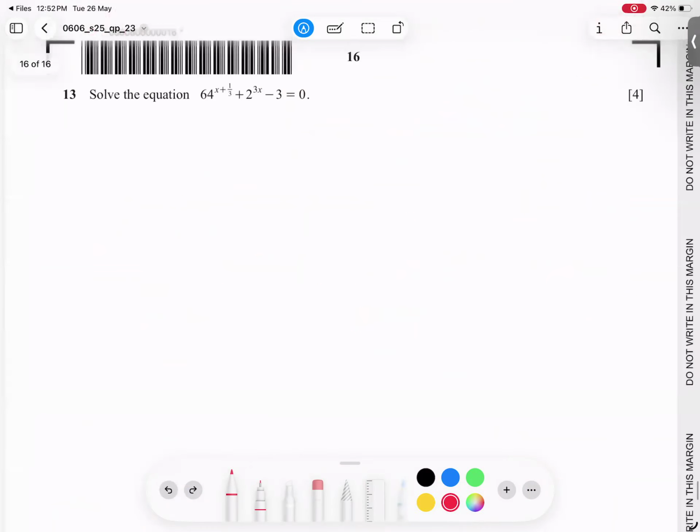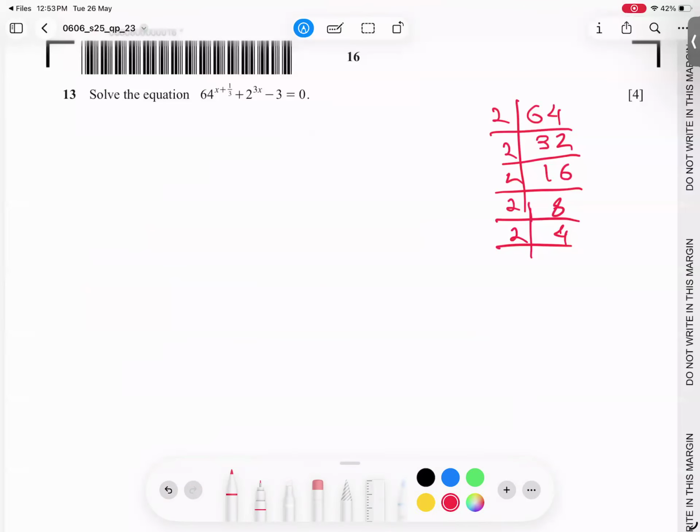Question number 13 now. Question number 13, students. 64, what is 64? You must know it. If you don't know, 2 is 32 times, 2 16 times, 2 8 times, 2 4 times, and 2 2 times. 1, 2, 3, 4, 5, 6. So I'm writing here 2 to the power 6.